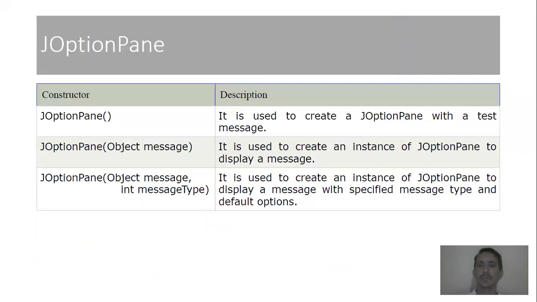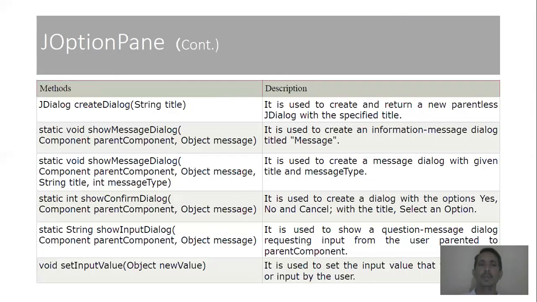JOptionPane looks like a pop-up, right? An alert window, and we mainly use three kinds of windows. A message window to just show some information. A confirmation dialog to take confirmation: yes, no, or cancel. And an input dialog, which means we can take one string from the user, like your password or pin number.